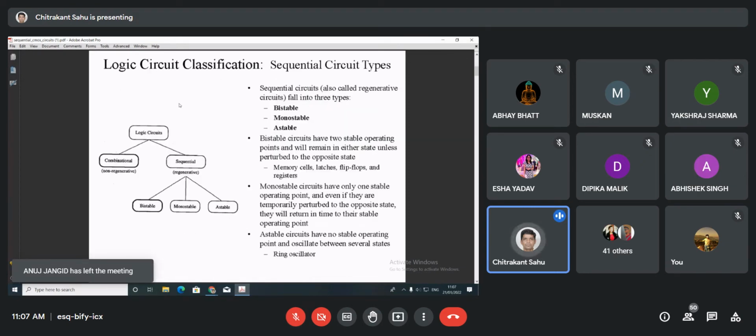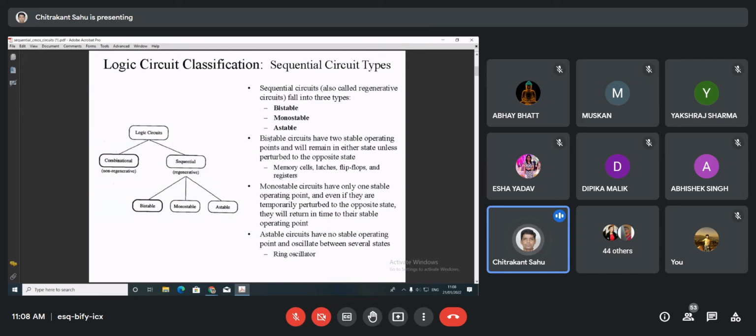So first, you know that there are two types of logic circuitries: combinational logic and sequential logic. And the sequential logics can again be categorized into three based on the stability. There is bistable, monostable, and astable. These three categories are called regenerative circuits, and they are called regenerative because there is a feedback mechanism. In combinational circuits, we don't have any feedback mechanism.